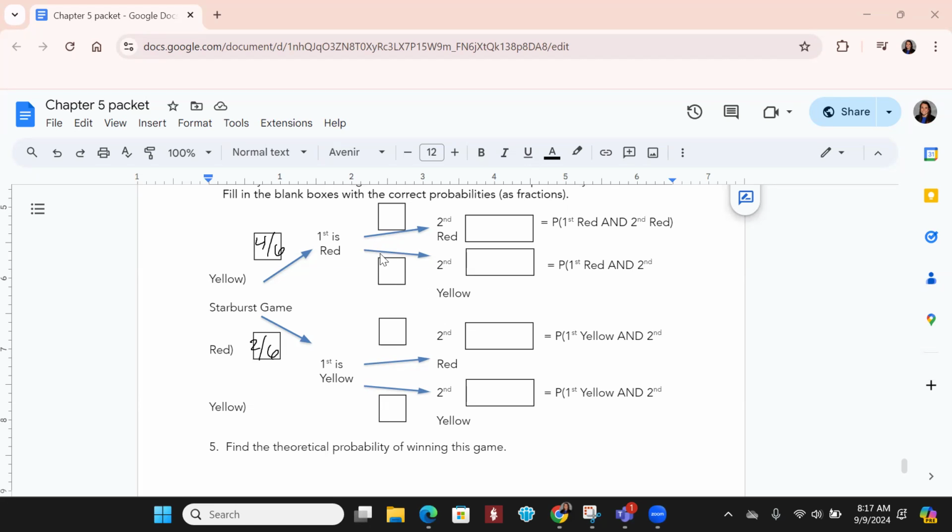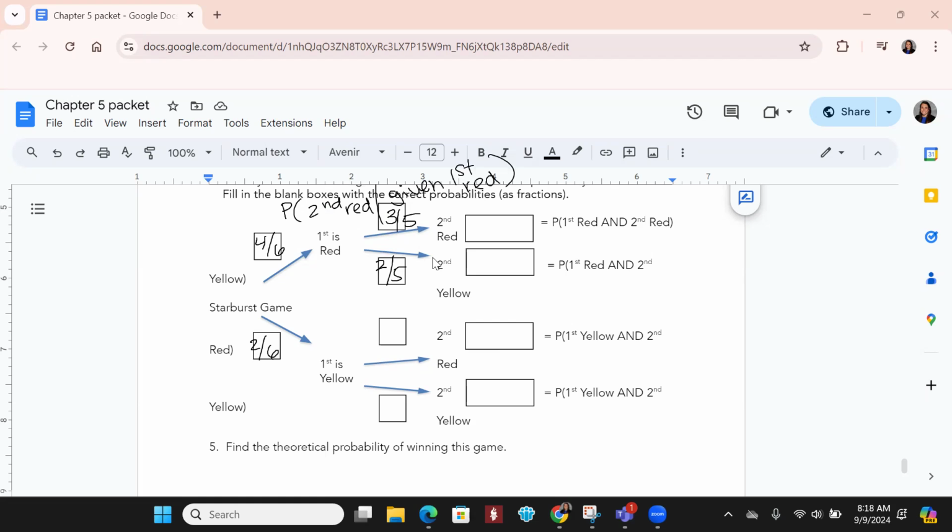Okay, let's say after the first is red. So given that the first is red, we're trying to find the second is red, given the first is red. 3 out of 5. So now that's 3 out of 5 because we have one less this time. What would be the probability for our yellow though? How many yellows do we have? 2 out of 5. Everybody good?